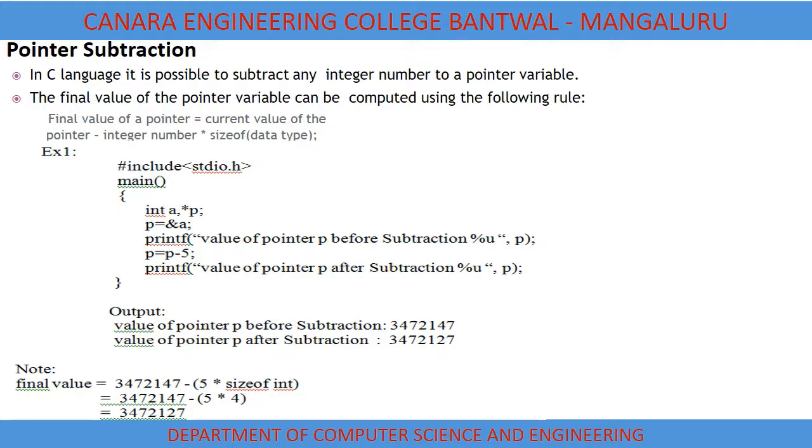You can see the difference in the output. If I consider the last 3 digits, it is 3472147 and 3472127. So 20, the numbers have been reduced. Again in the note side you can see how it has been calculated: it is 5 into 4, that is 20 locations, 20 spaces reduced from the previous address.